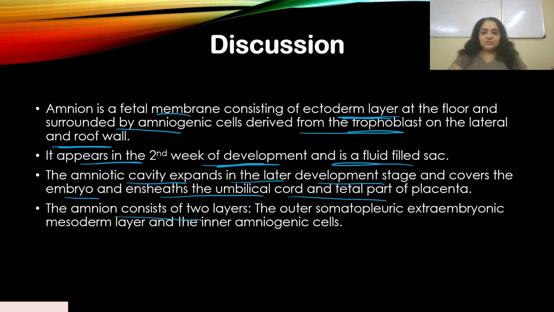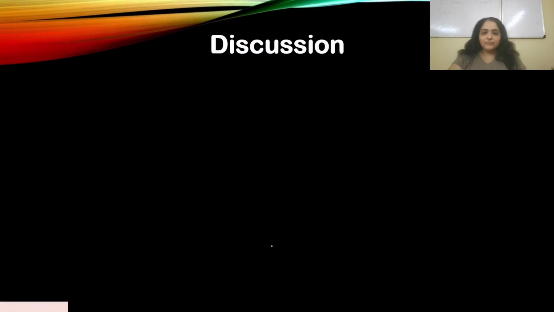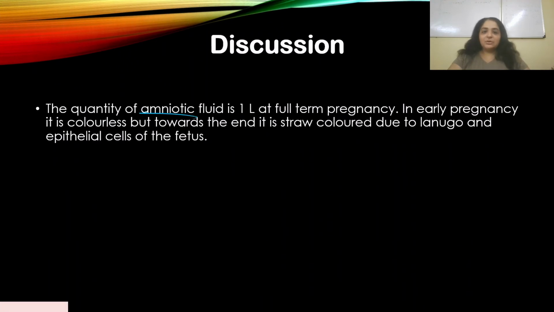Now the amnion consists of 2 layers, the outer somatopleuric extraembryonic mesoderm layer and the inner amniogenic cells. I already discussed this, right? Now, the quantity of amniotic fluid is 1 liter at full term pregnancy. So, as the pregnancy develops, by the time the fetus is full term, the cavity consists of 1 liter of amniotic fluid. Okay, so in early pregnancy, it is colorless.